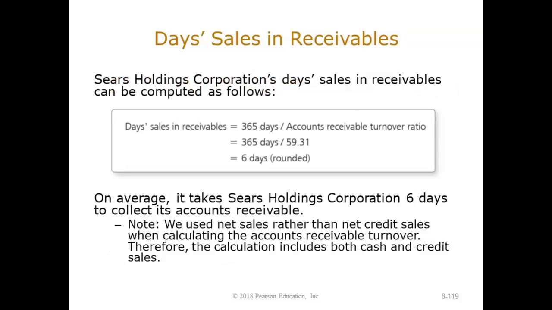So again, the formula for days sales is 365 days divided by your AR turnover ratio. And that's going to compute out to your days sales in receivables. Again, the lower the number of days, the quicker you're getting your cash around. So really, you want to see days sales in receivables as low as possible.